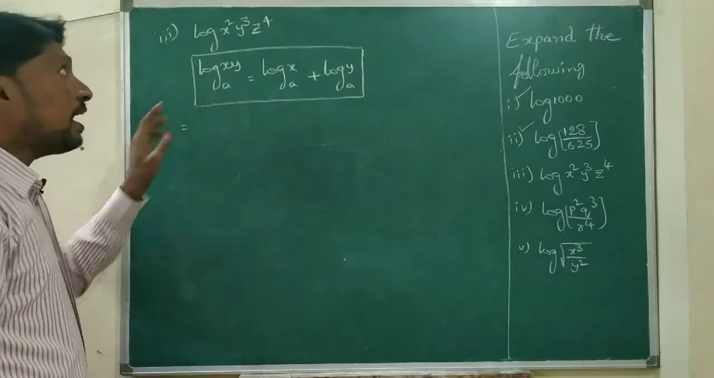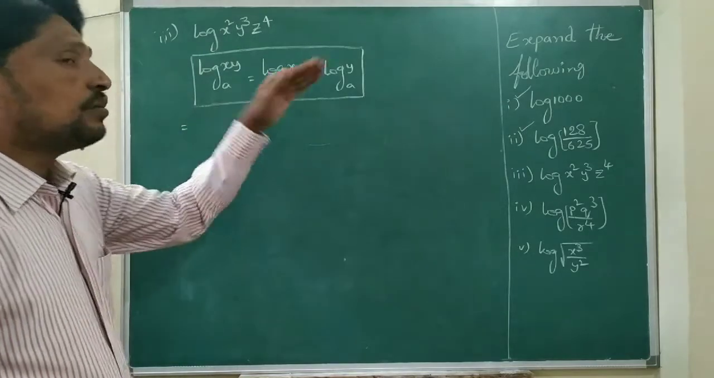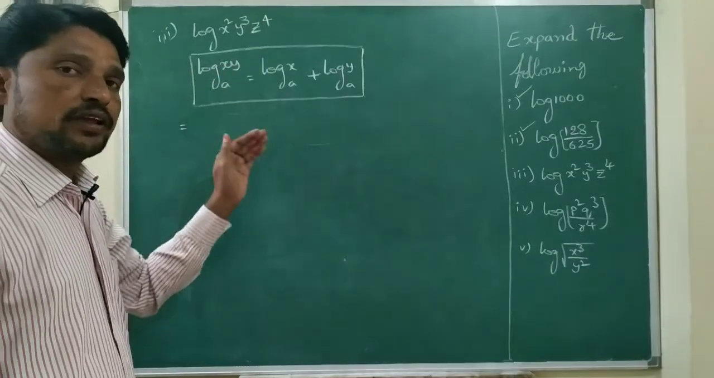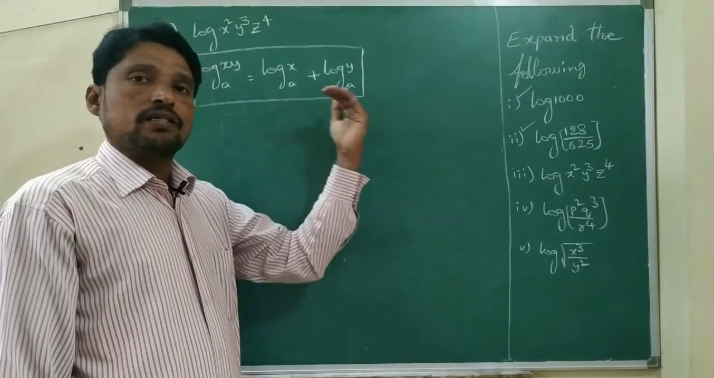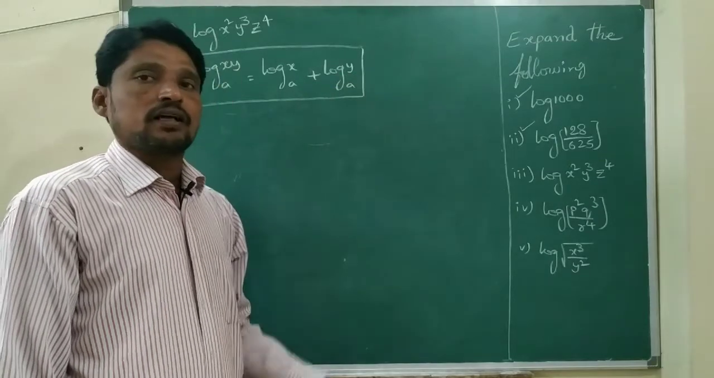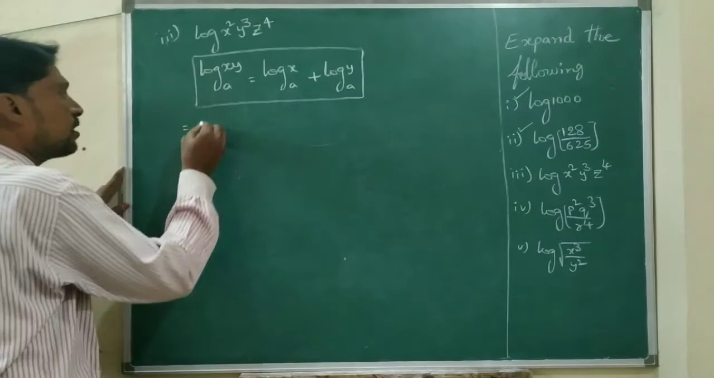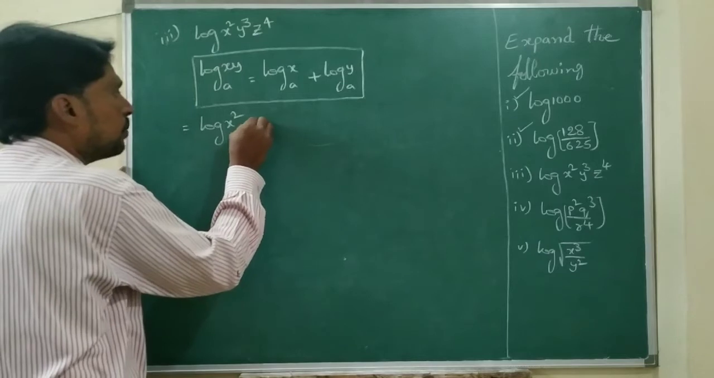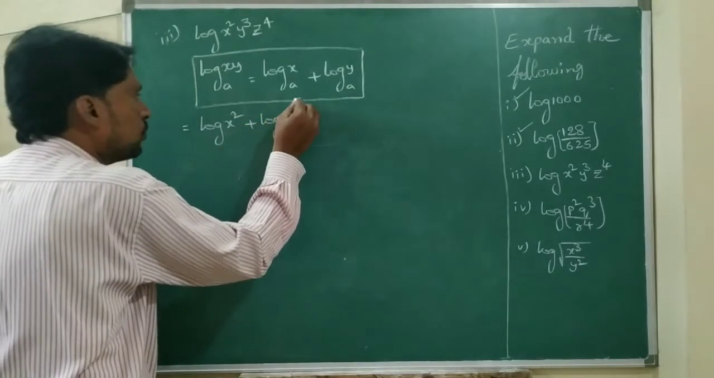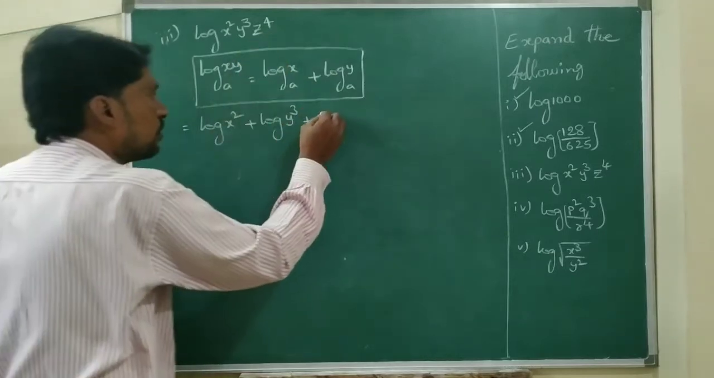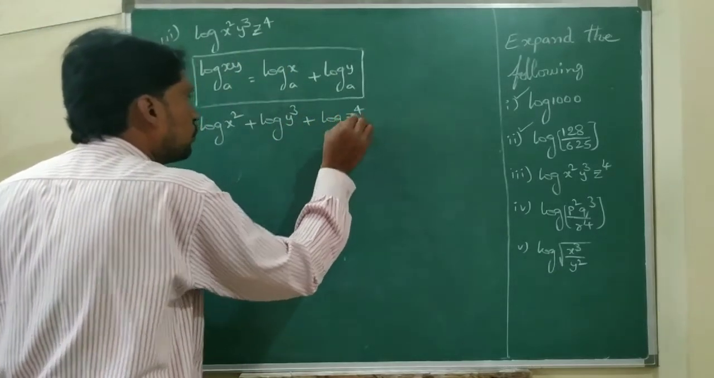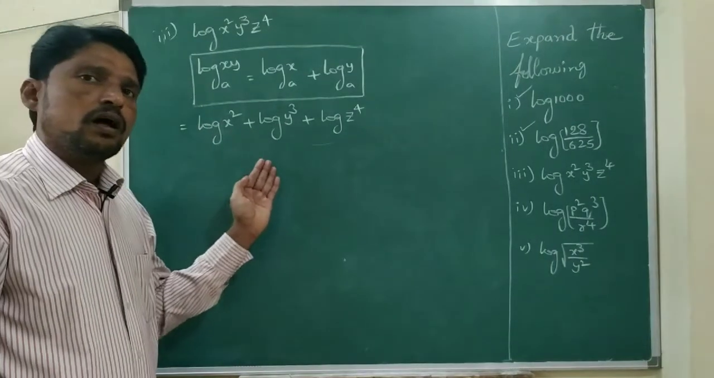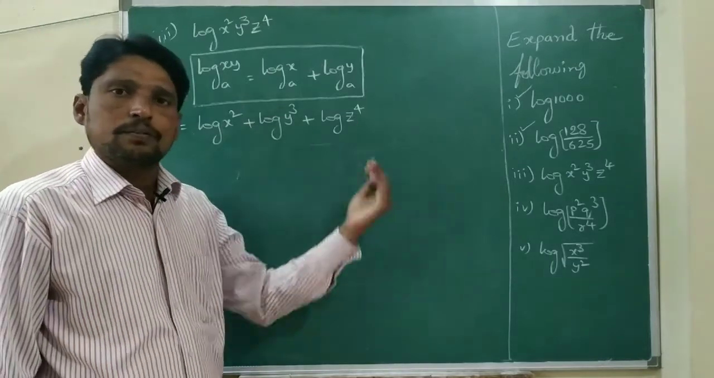Here we have x y z, which means we need to take one more term. Log xyz to the base a equals log x to the base a plus log y to the base a plus log z to the base a. So here we are getting log x square plus log y cube plus one more, that is log z power 4. Observe: log x square plus log y cube plus log z power 4.